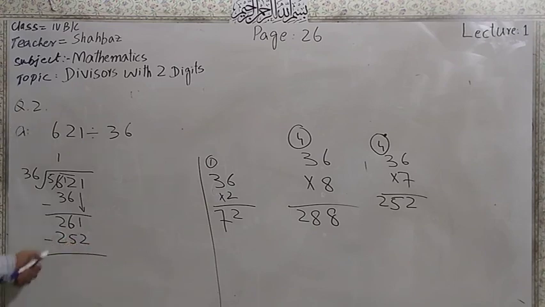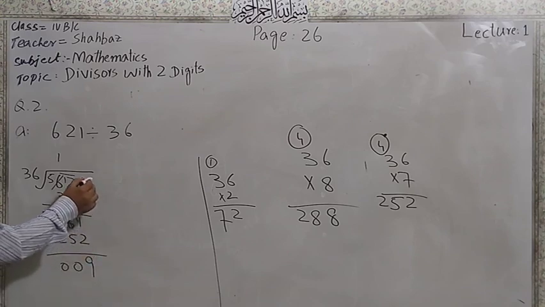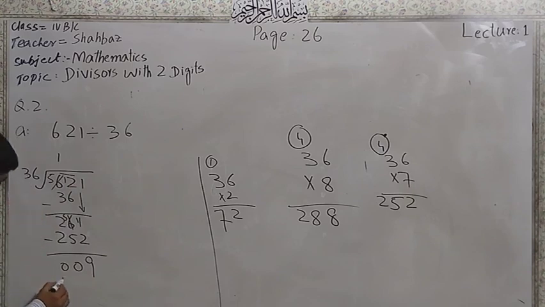Now you have to subtract: 1 minus 2 is not possible. You will take it from here. It will be 5. 11 minus 2, 9. 5 minus 5, 0. 2 minus 2, 0. You have another number. So this 9 is less than 36. This is also remainder.